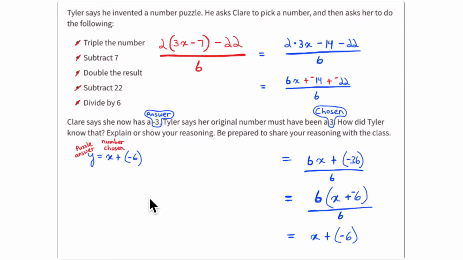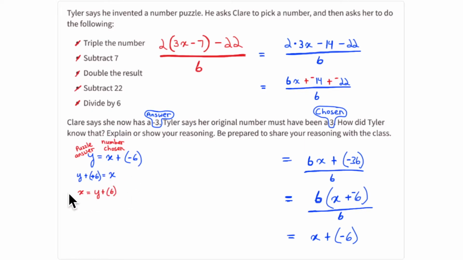Now this gets a little bit confusing. You have to keep track of what's the answer to the puzzle, which is y. Y equals x plus -6. And what's the number that was chosen in the beginning? That's x. And so if you look at this, now I want to know what the number chosen in the beginning was. What's x equal to?